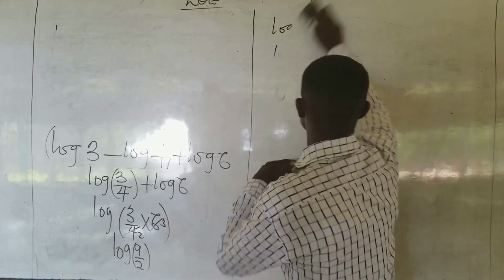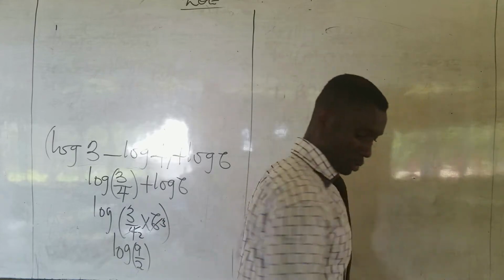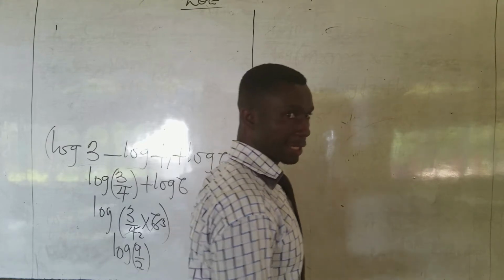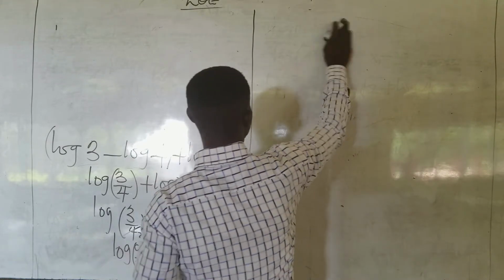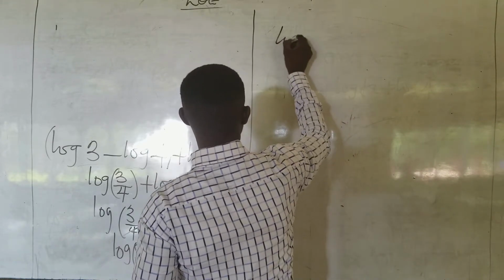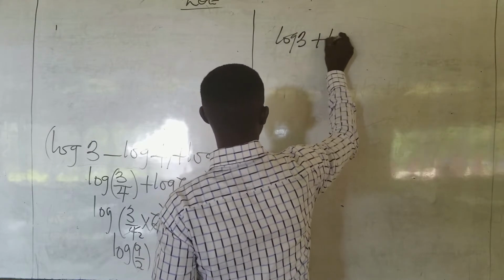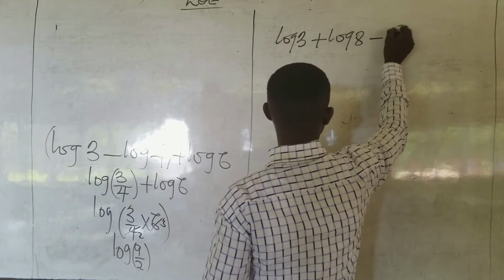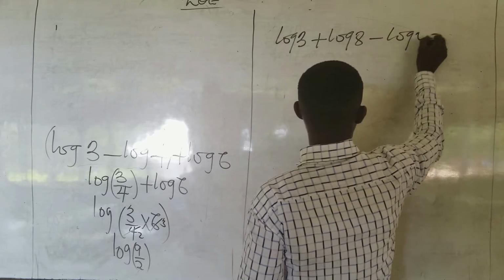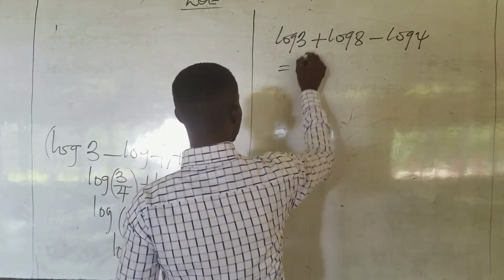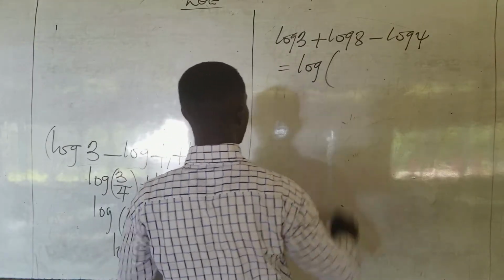That is how to do it. For example, if you have this, express this as a single logarithm: log 3 plus log 8 minus log 4. What do you do? This will give you log of a bigger bracket.